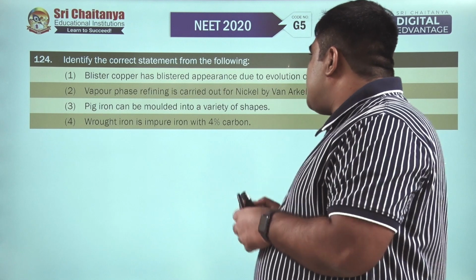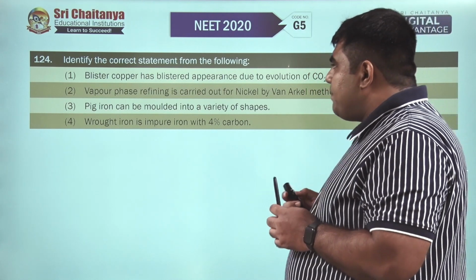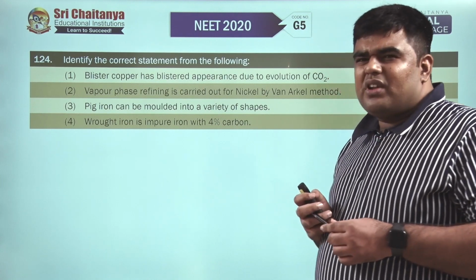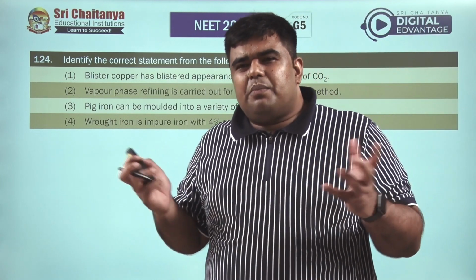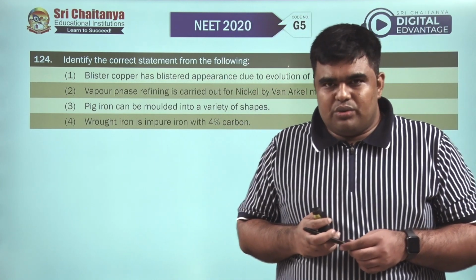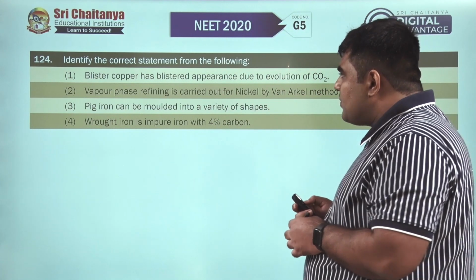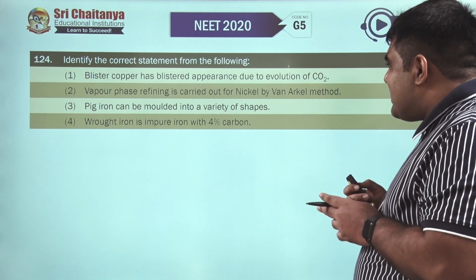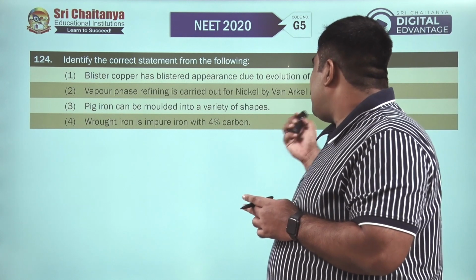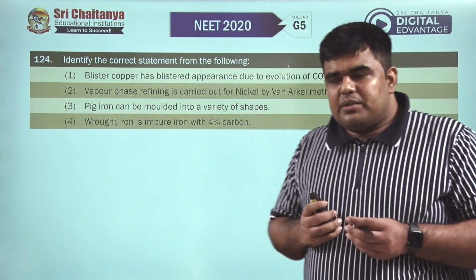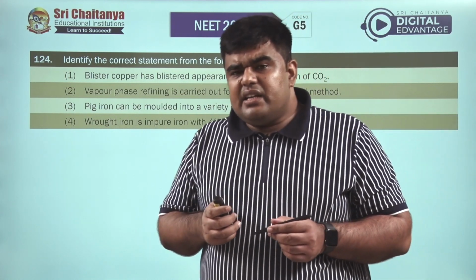Identify the correct statement from the following. Blister copper has a blistered appearance due to evolution of SO2, not CO2 gas. So the first option is incorrect. Vapor phase refining is carried out for nickel by the Van Arkel method? No. It is carried out by Mond's process. So second is also incorrect.